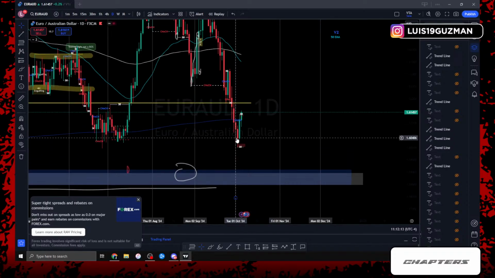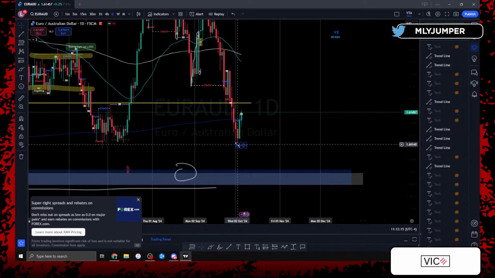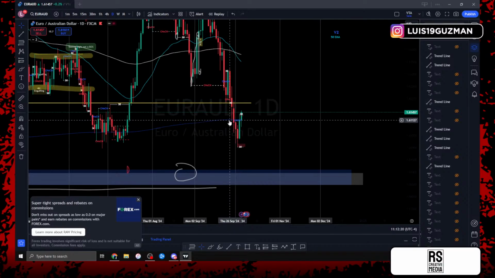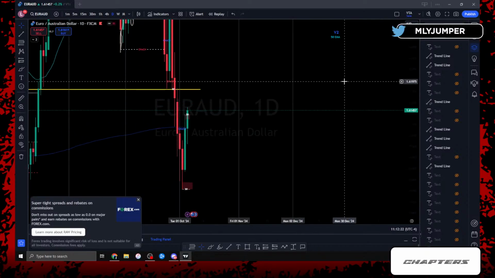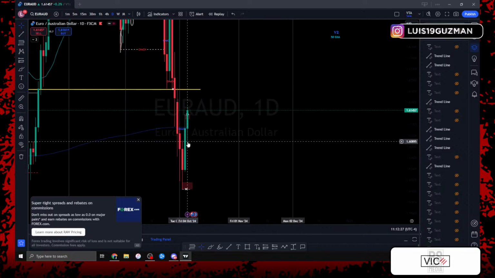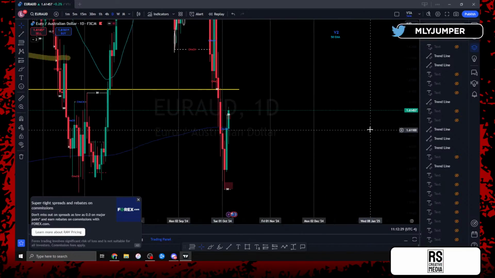No. The second red candle didn't close below the first red candle's wick. That second green candle, very close. It closed below the first red candle's wick as well. So this is not a valid engulfing candle.